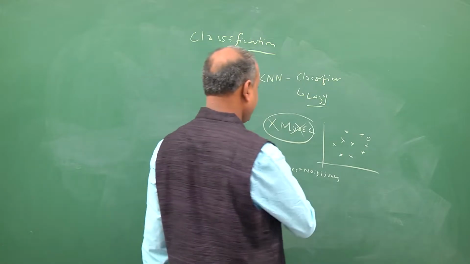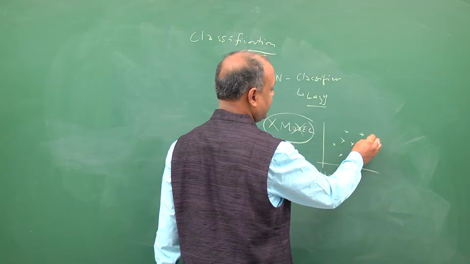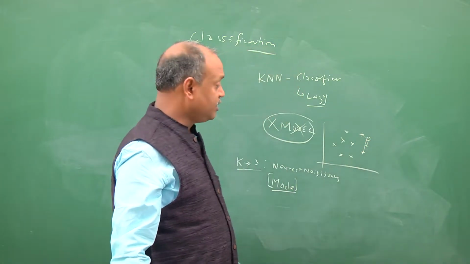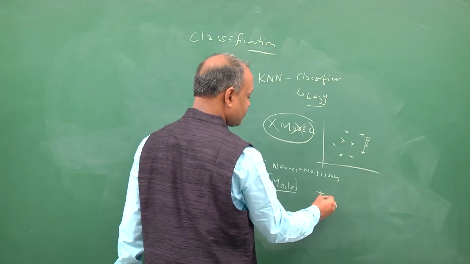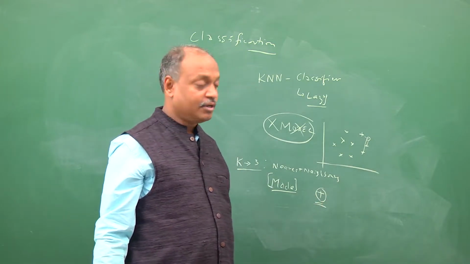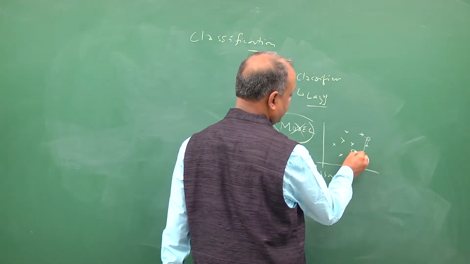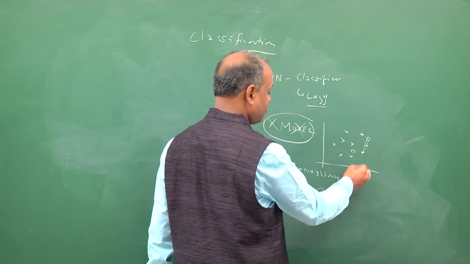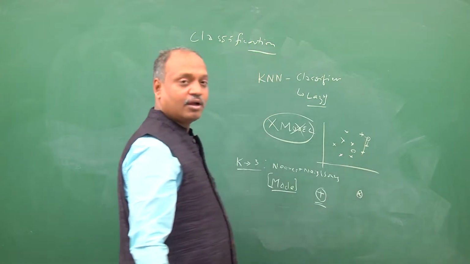So for example, if k equal to 3, look at this point, we find the nearest points are 1, 2, 3. These 3 points are all pluses, so naturally the class for the point is plus. That is a very simple illustration. Suppose we have a point here. Here 2 points are x's and 1 point is plus. So the point becomes a cross because the majority, 2 out of 3, are crosses.